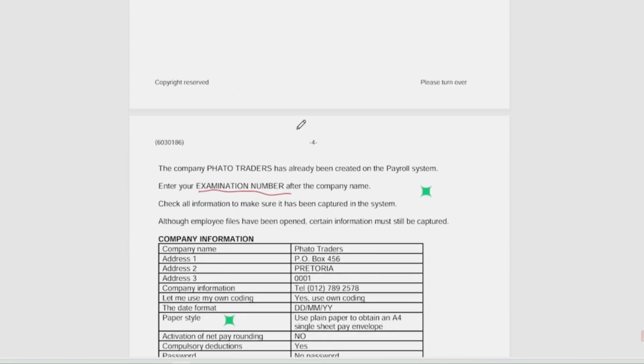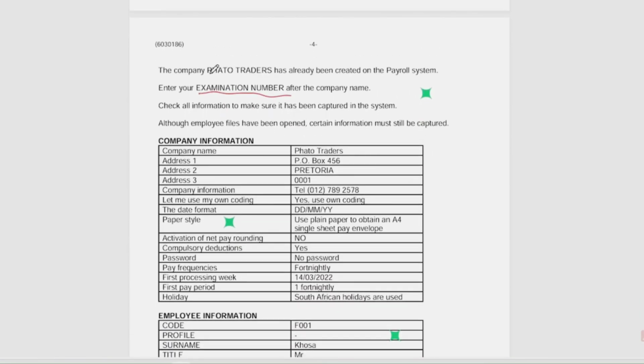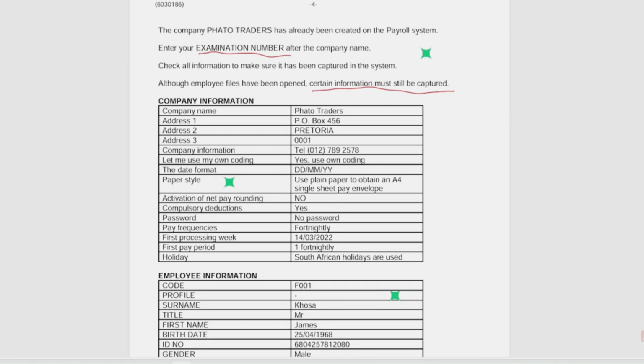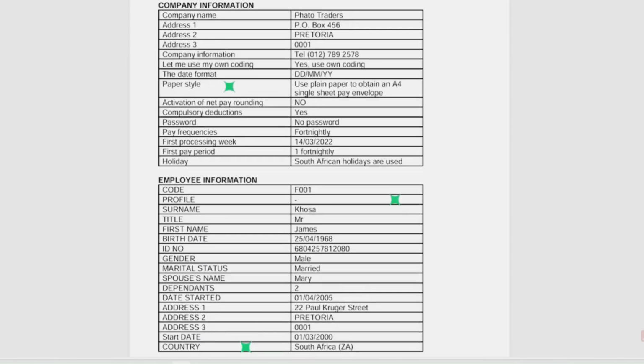Okay, then when you get your question paper, as I've said, the company will be loaded on the system. You will have to put your examination number, and then it says check all information and make sure it has been captured in the system. So although the employee files have been opened, certain information must still be captured. So they also want to test whether you are able to change or put information that has not been put for you. So you must take note of that.